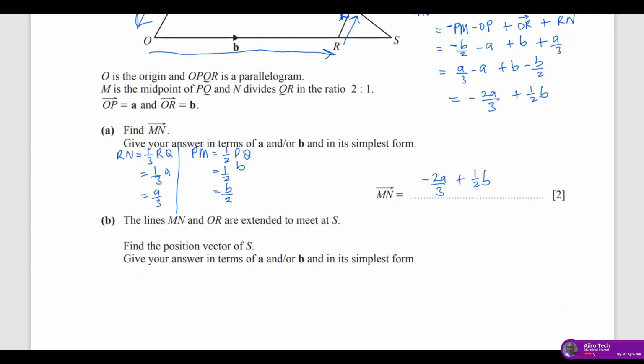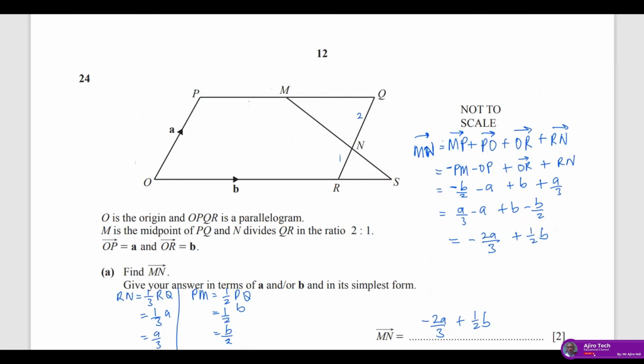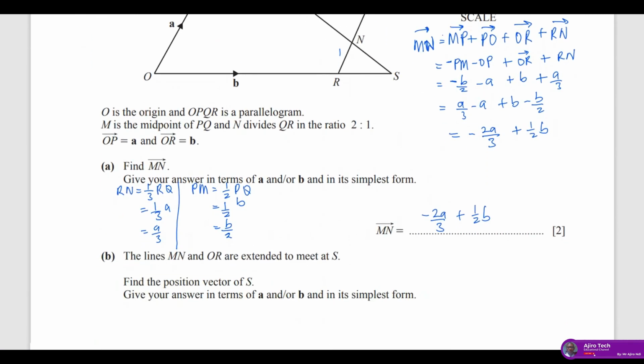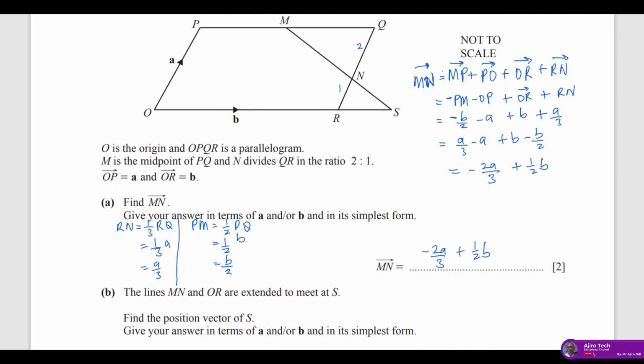The lines MN and OR are extended to meet at S. Now we are told that the lines MN and OR, this is MN, this is OR, the two lines are extended to meet at S. Find the position vector of S. Give your answer in terms of A and or B and in its simplest form. Now we know that this point divides OQ into two parts, ratio 1 to 2.